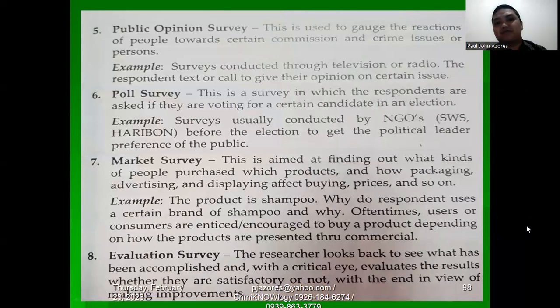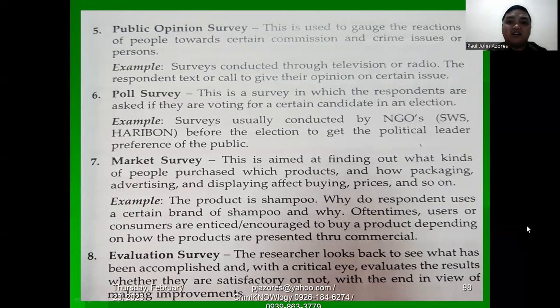Public opinion survey. This is used to gauge the reactions of people towards certain commission of crime, issues, or persons. Survey conducted through television or radio. The respondent texts or calls to give their opinion on certain issues. So that means everyone can participate in the survey.